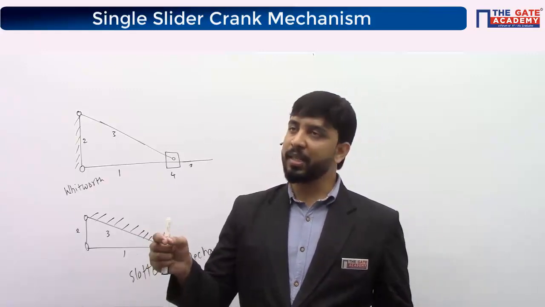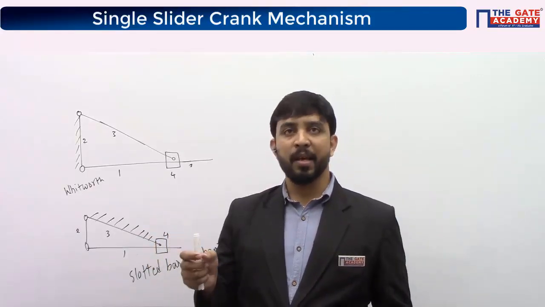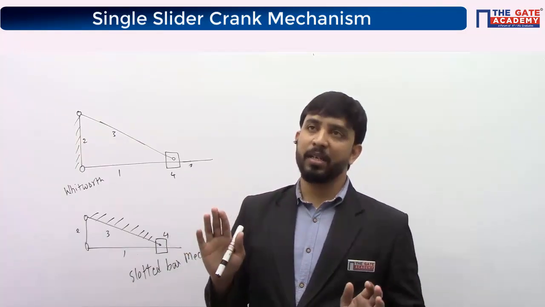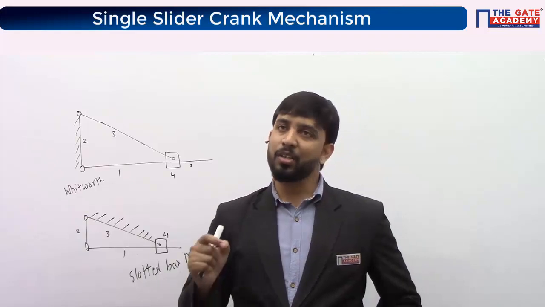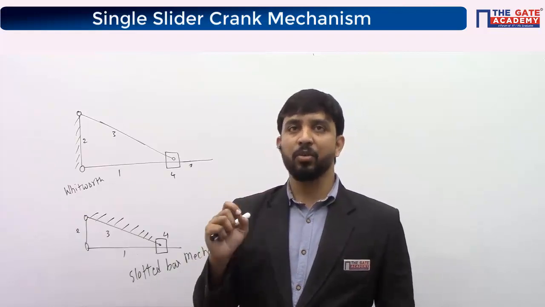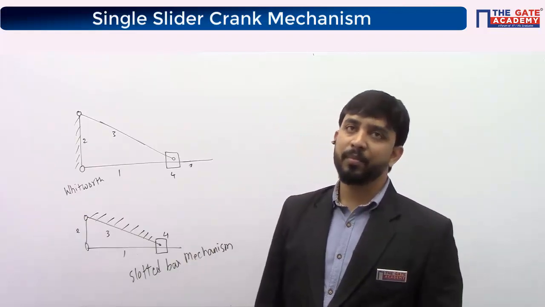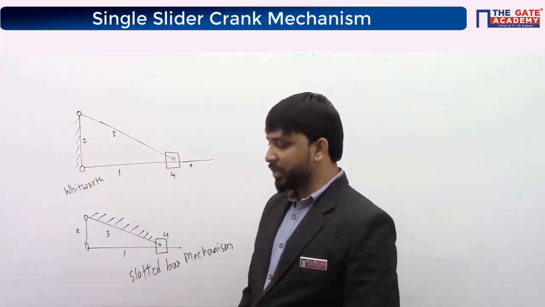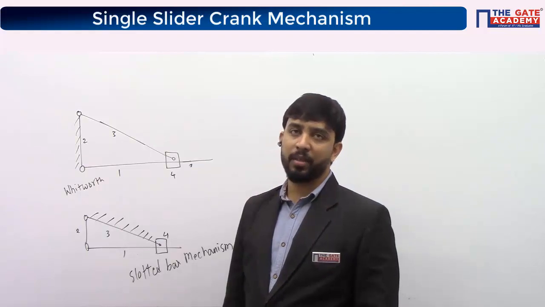Initially, where was the crank when the tool is at the left extreme position? When the tool goes to the right extreme position, what is the position of the crank? What is the angle turned by the crank? You want to calculate that. So you have to draw the two extreme positions, and then proceed. And how to identify the mechanism? Based on the length of the crank and the length of the fixed link, we identify the mechanism.